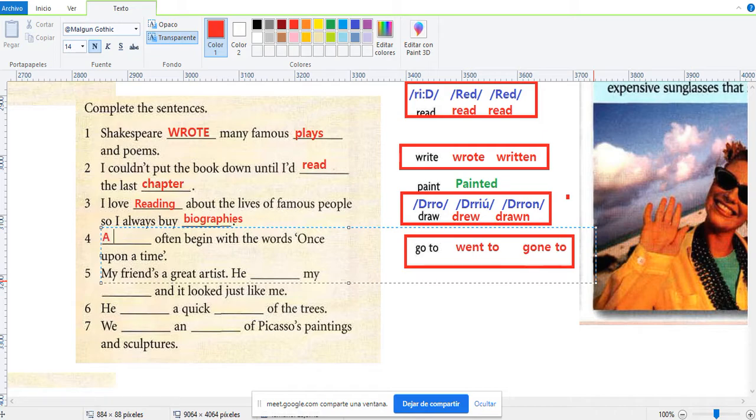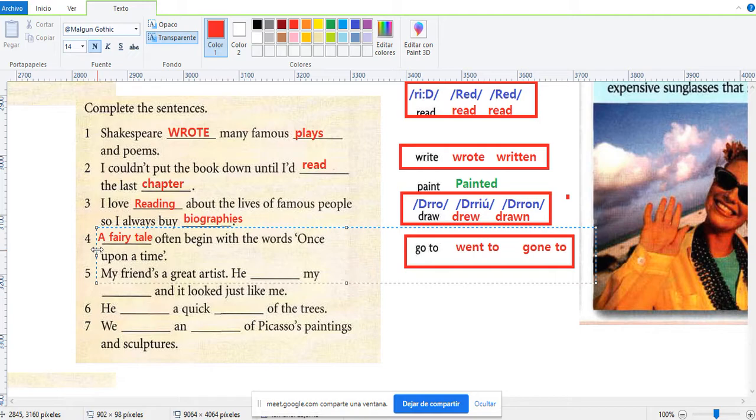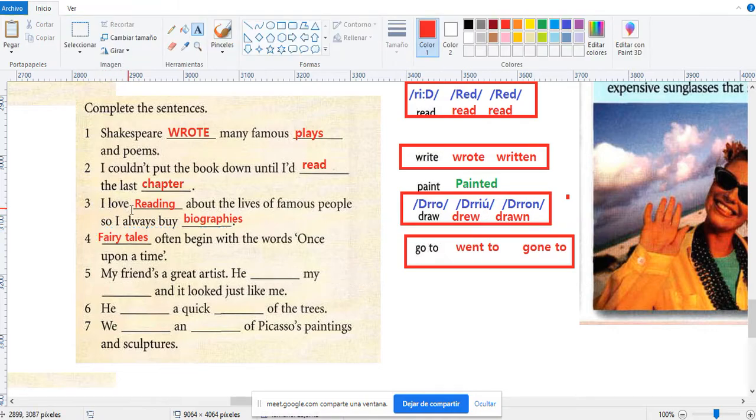A fairy tale often begin... No, acá dice begin sin S, así que tiene que ser en plural. Fairy tales often begin with the words once upon a time. Okay. Luego tenemos my friend's great... great artist. He, my, and it looked just like me.